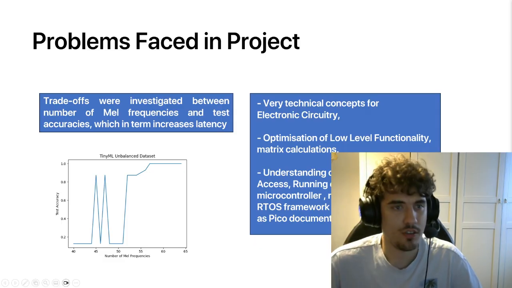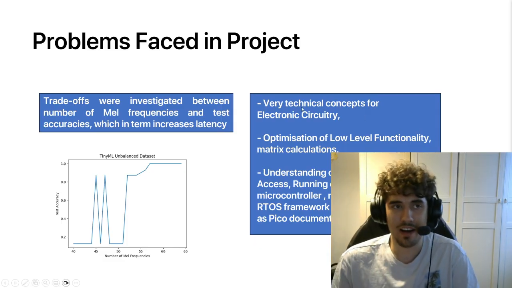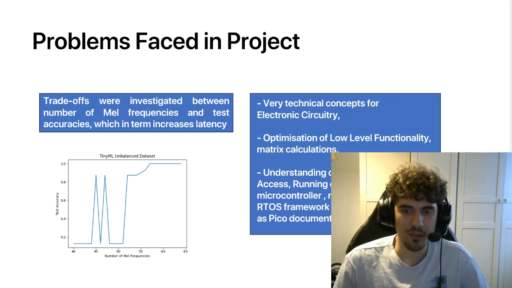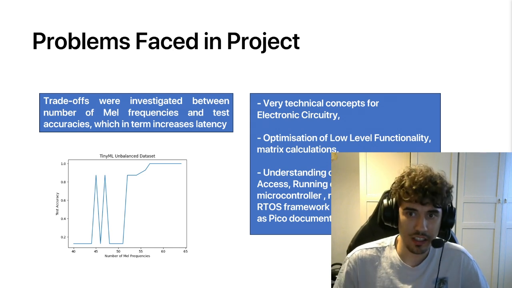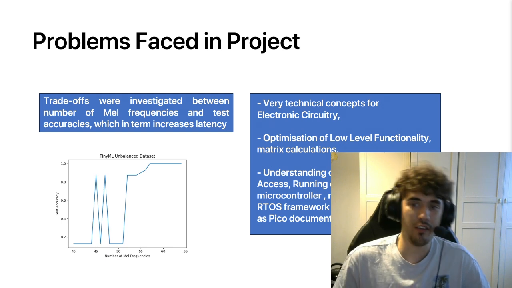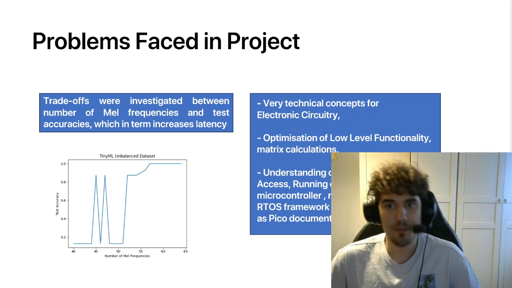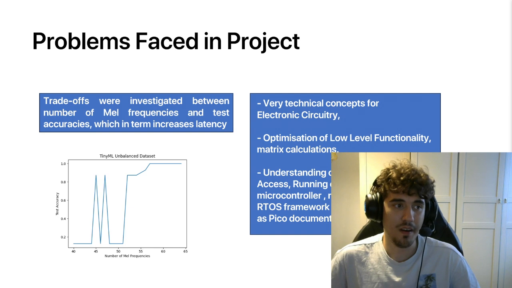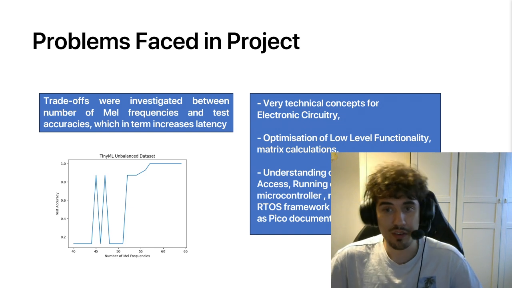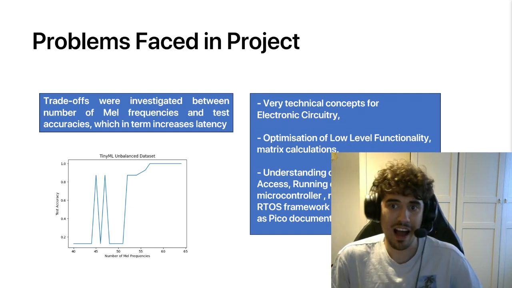Problems faced in the project. In order to have quite an accurate model, you needed quite a lot of feature points in the audio signal, and this increased processing time. And when there was an increase in processing time, the ability to actively listen diminishes. So you kind of need to experiment between the number of frequencies you would like to capture and how that would translate to processing time.